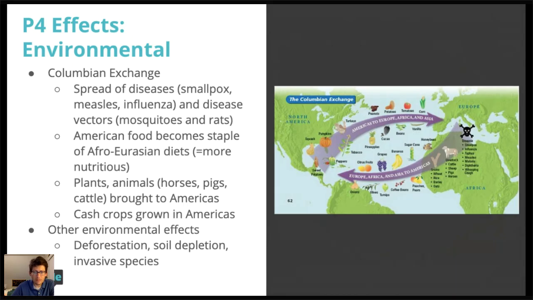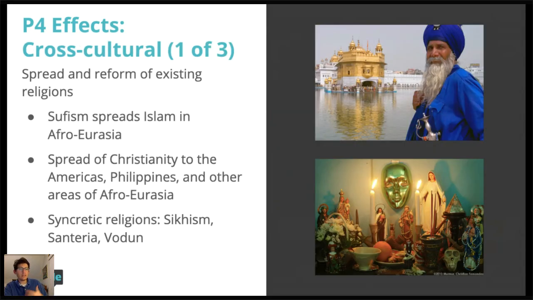Goods moving, or plants and animals moving from Afro-Eurasia to the Americas, horses, pigs, cattle, that's going to completely change the landscape of the Americas, lead to deforestation, in some cases soil depletion. We'll see invasive species come over and change the landscape of the Americas. And then, of course, cash crops, which are brought to the Americas. So we see massive deforestation with the development of plantations. So those are some of our environmental effects. Now, cross-cultural effects, right? There's still going to be these in time period 4 as well, right?